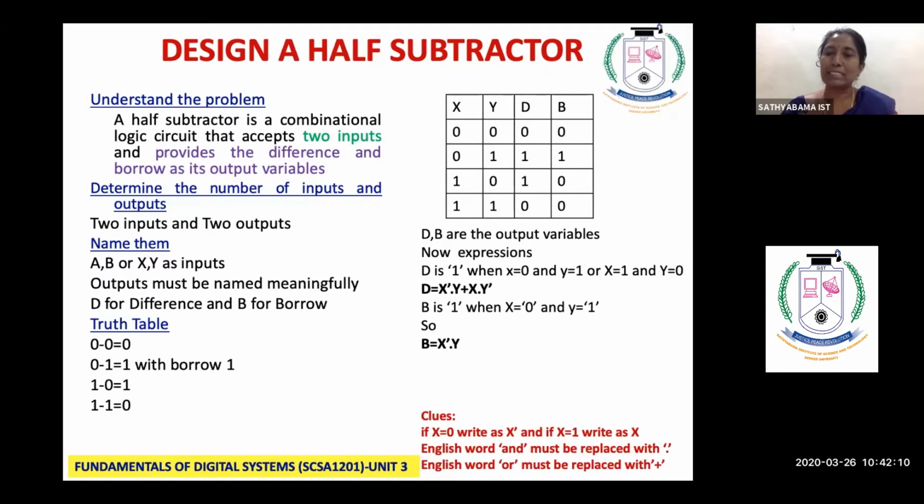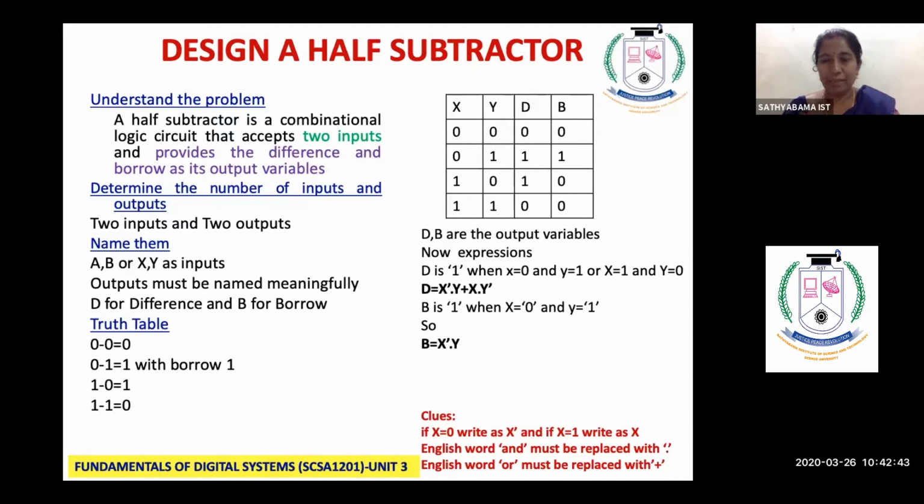And half basically in digital logic circuit means two inputs. Therefore, a half subtractor is a combinational logic circuit that has got two inputs and it will provide the difference and borrow as the output variables. The second step is we have to determine the number of inputs and outputs. Already in understanding the problem itself, we have found it clearly, two inputs, two outputs. So here we are writing, fine, there are two inputs and two outputs.